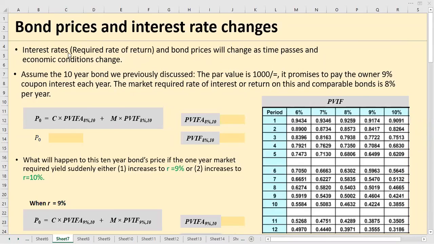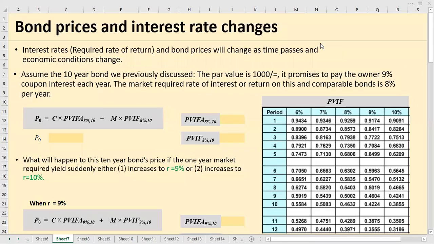The required rate of return on the bond price will change as time passes, based on the economic conditions. So now I am going to consider the same example and change the required rate of return. In the previous example, if you remember, we used a required rate of return of 8%. So this was the required rate of return.